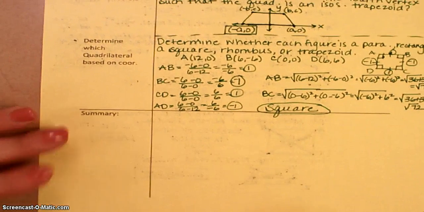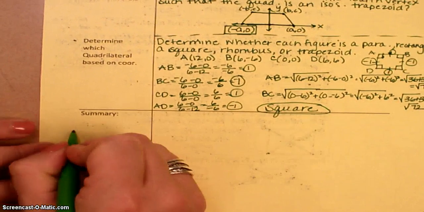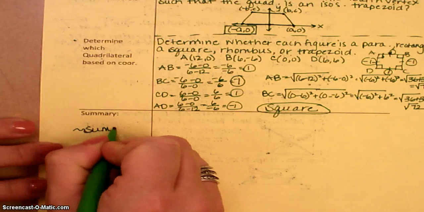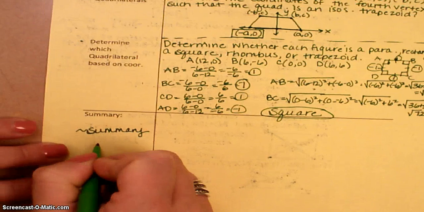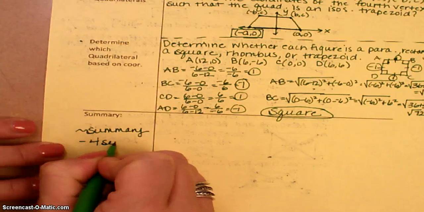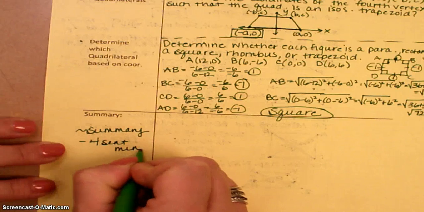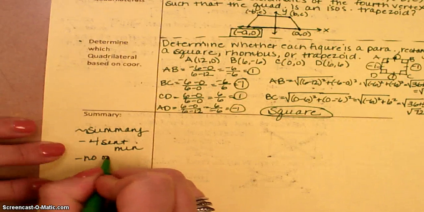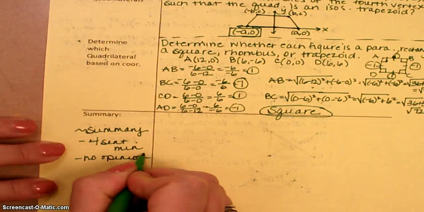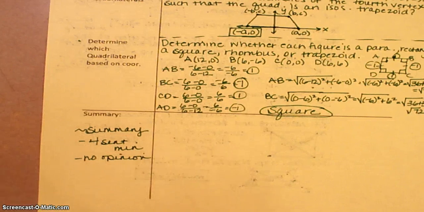All right, so for tomorrow, a summary. Remember, 4-sentence minimum, although that's not really an issue. Remember, you should have no opinion in a summary. That's an opinion piece.